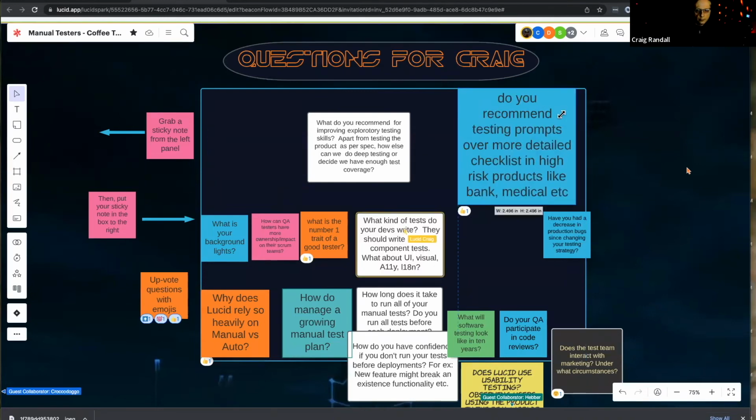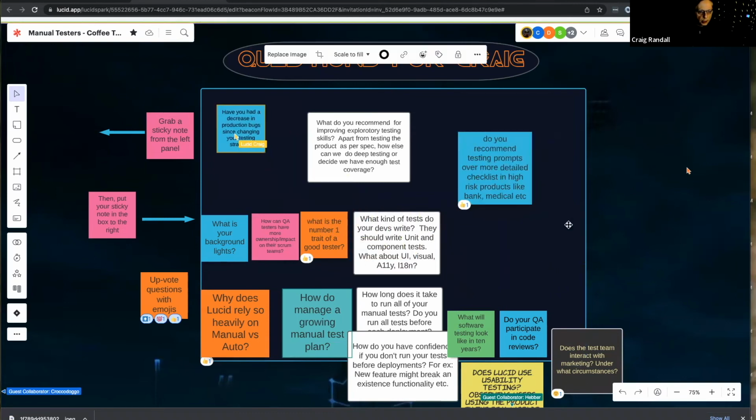All right, this looks like... Have you had a decrease in production bugs since changing your testing strategy? We didn't change our testing strategy. This has always been our testing strategy. I suppose we've slowly implemented this over a decade. And it's fair to say that back in February, when we finally turned off the regression, that's a bit of a change. And so far, it looks like the trend line is still decreasing.